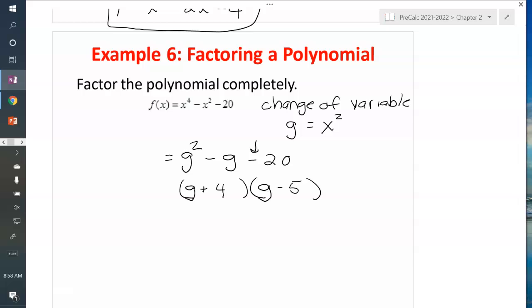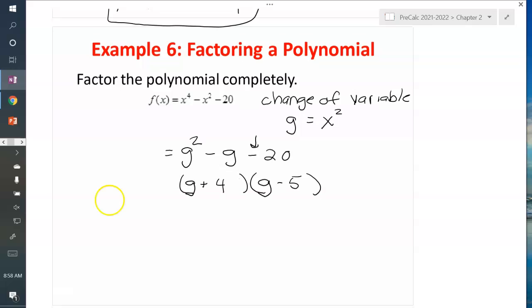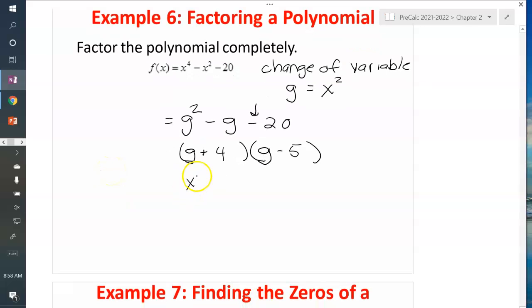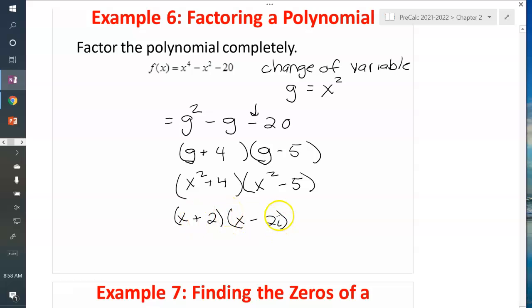Now what I'm going to do is go back to my original variable because I've got this factored. So I'm going to say x squared plus 4 times x squared minus 5. I have a sum of squares, which I can factor now. x, 2, 2, 1 plus, 1 minus, don't forget your i. So x plus 2i, x minus 2i, and x squared minus 5.